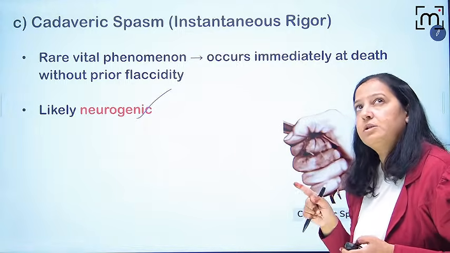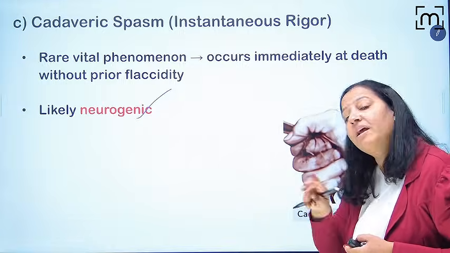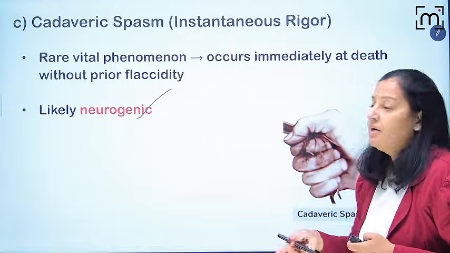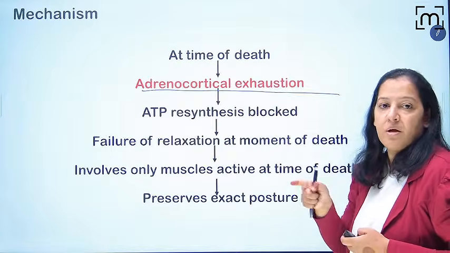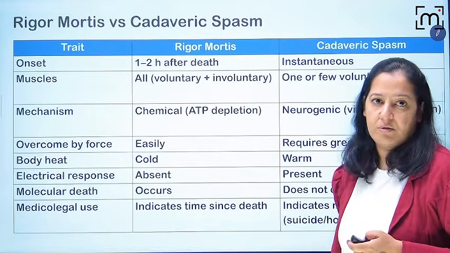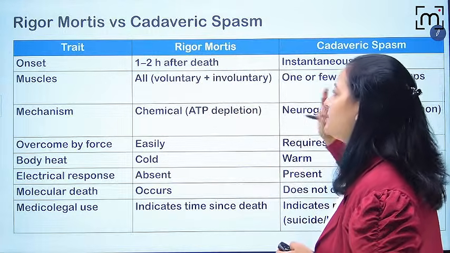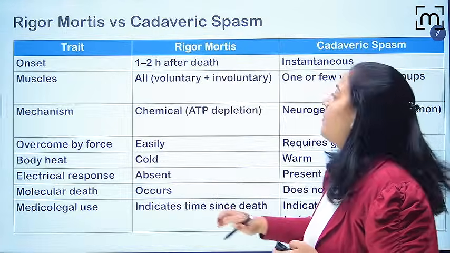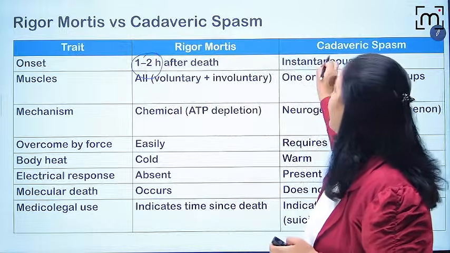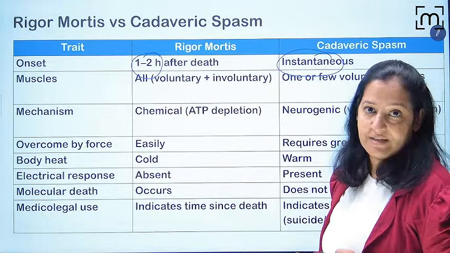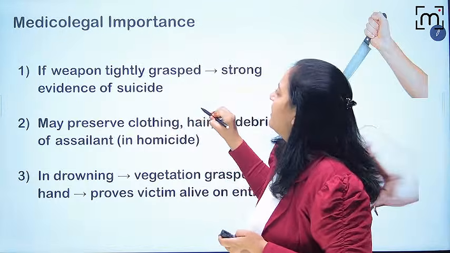The rigor mortis is due to less ATP, or ATP exhausted, and high calcium. This one is neurogenic in origin because of adrenocortical exhaustion. So you should be able to differentiate rigor mortis from cadaveric spasm. Rigor mortis develops after 1 to 2 hours, but cadaveric spasm is instantaneous after death. Rigor mortis occurs in all muscles, voluntary and involuntary.